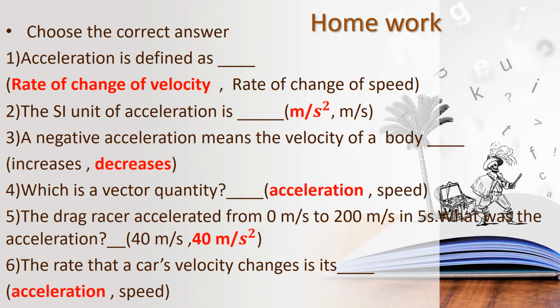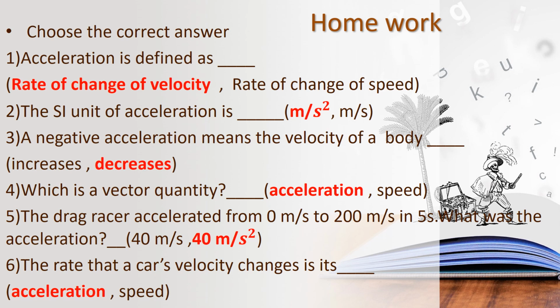Acceleration is defined as rate of change of velocity. The first question answer is rate of change of velocity. And then the second question, meter per second squared. The SI unit of acceleration is meter per second squared. Third question, a negative acceleration means the velocity of a body decreases. Fourth question, which is a vector quantity? Acceleration is a vector quantity.